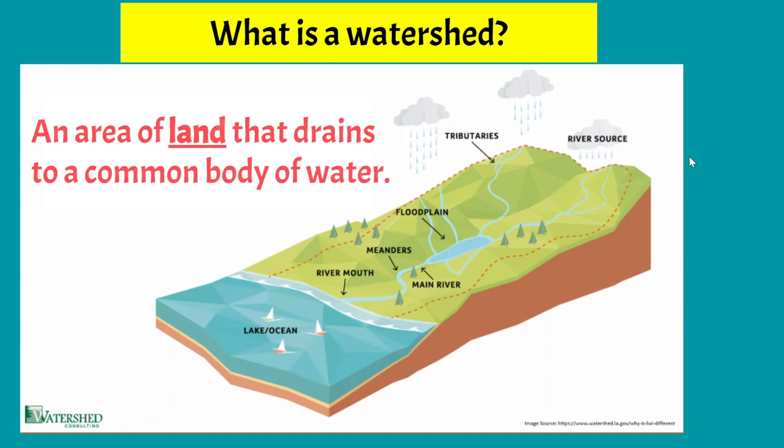All right. So, a watershed is an area of land that drains to a common body of water. So, any rain or snow or anything liquid is going to drain downhill, pretty much basically. And it might go into streams and tributaries first. Or it may go through the ground, or it may come straight into that lake or that ocean.